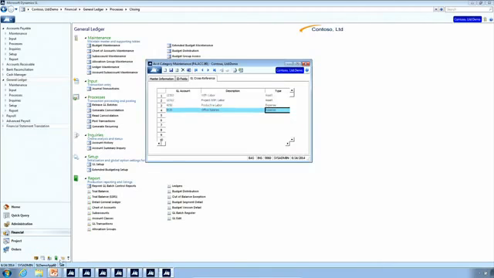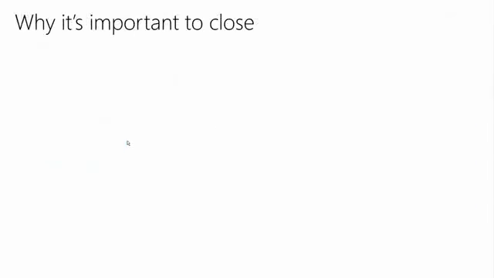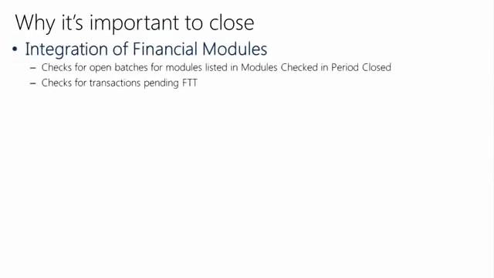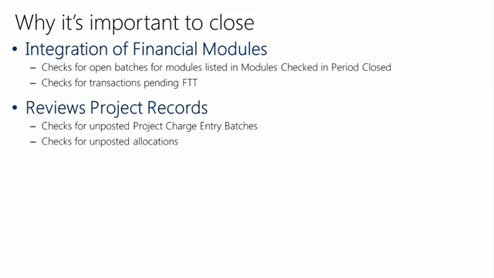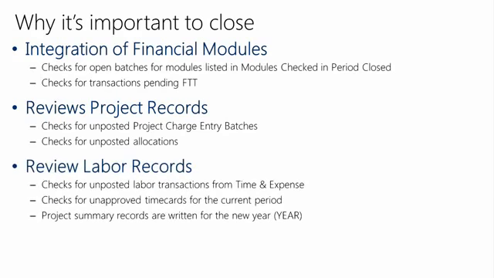So let's recap some of the important pieces of project closing. It's important to close because of the integration of financial modules. So we want to check to see if there are processes or batches that have not been processed on the financial side. Also, it checks to see if there are project charge entries that have not been processed as well. So these are transactions directly within the project controller module that haven't been processed. And it also looks for labor records that have not been processed either.